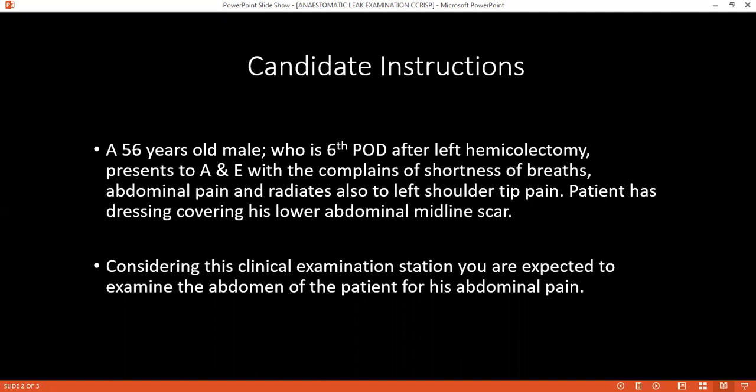Following hemicolectomy. Yes. What else could that be? Why do you think it's causing abdominal pain? Or why is the pain referred to the tip of the shoulder? Because in anastomotic leak, the gut contents are irritating the peritoneum, so it's causing abdominal pain, and it's also irritating the diaphragm, so the pain is referred to the shoulder.